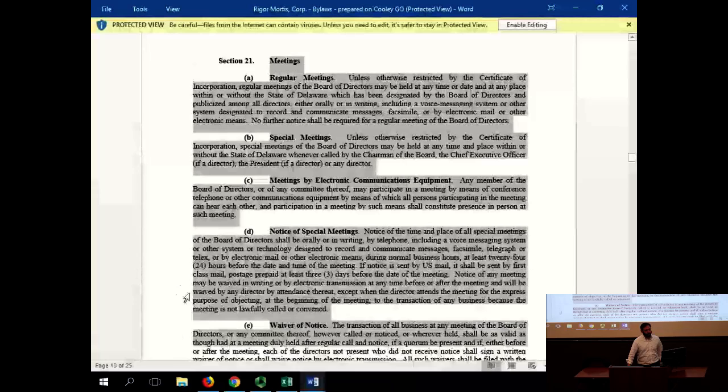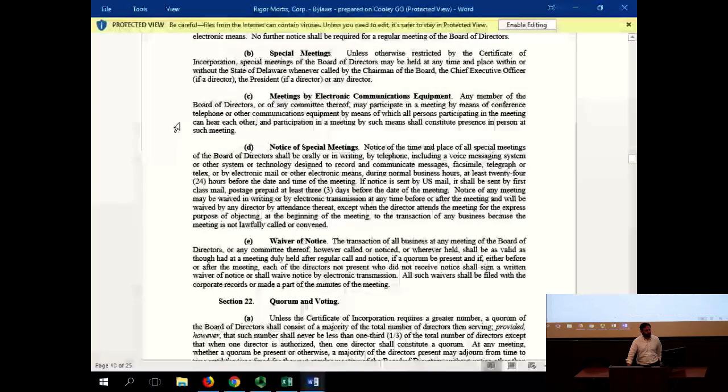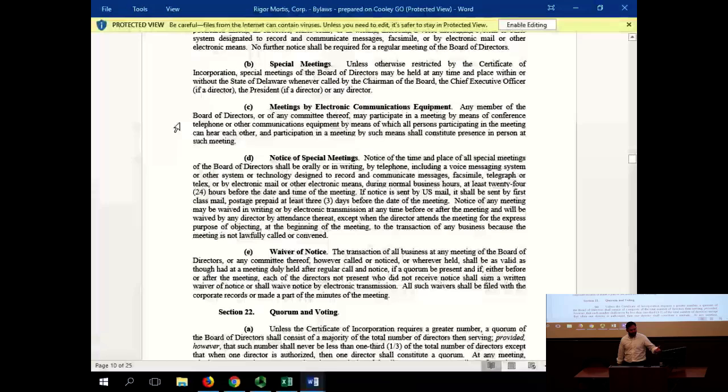So the meeting stuff is something you should look at before we come back next week. Take a look at the meetings. We're going to talk about the meeting rule, so take a look at section 21 regarding meetings. Basically what this is doing is capturing the fundamentals of the Delaware law.